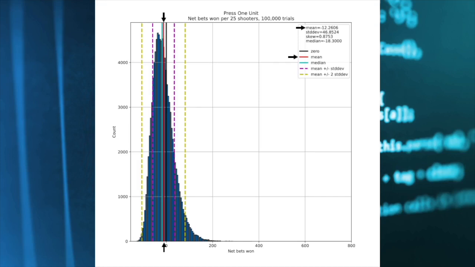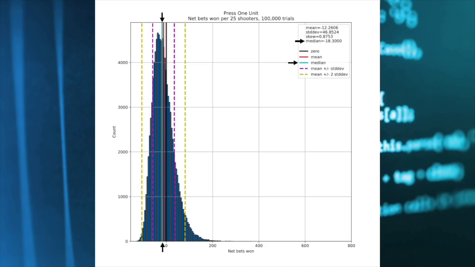The last thing we'll look at before moving on is the median outcome. As we discussed earlier, the median outcome is the middlemost outcome. Unlike the mean, it isn't weighted by the amount that's won or lost. Here, the median is shown by the cyan line. The median in this case is minus 18.3 bets, or $183. So half the time you'll do better than that, and half the time you'll do worse.